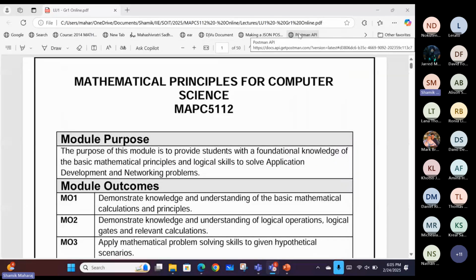Okay, so can you guys all see my screen firstly? Thumbs up if you can. Okay, perfect.